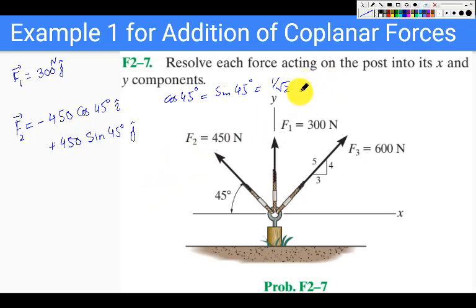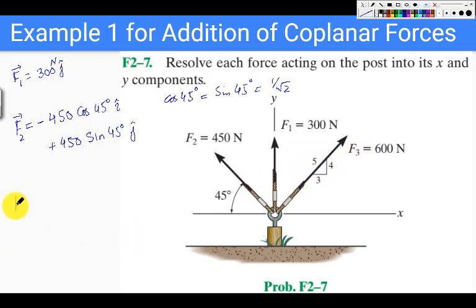Okay, which turns out to be 0.707 or something. I'm pretty sure you can do the math here, but my point was to tell you how these components are supposed to be written. Okay, so now we look at F3.